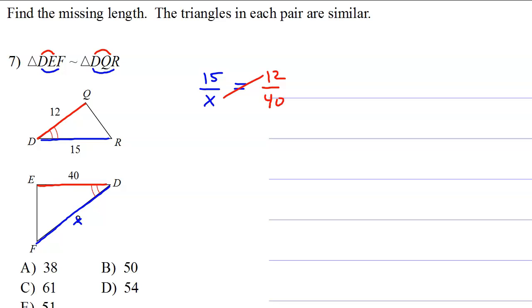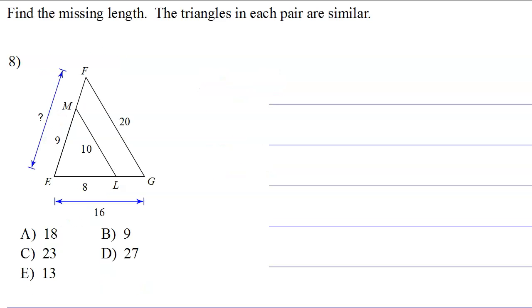And we cross multiply. And I get 12x equals 600. Divide, divide. And I get x equals 50. Here we go. All right, moving along, number 8. Now we're getting into the side splitter theorem. So the side splitter, if you want to look that up in your notes, that's kind of the theorem that we use here. And a couple different ways to do this.